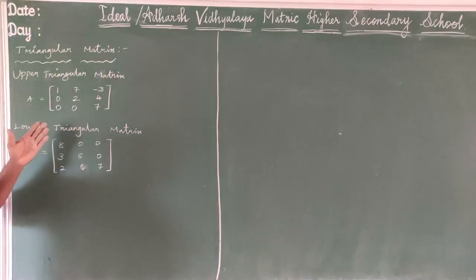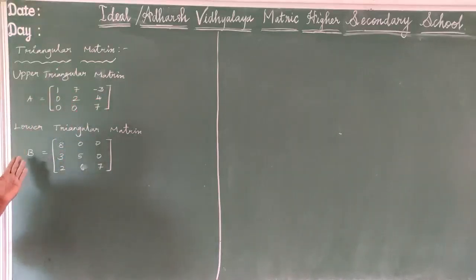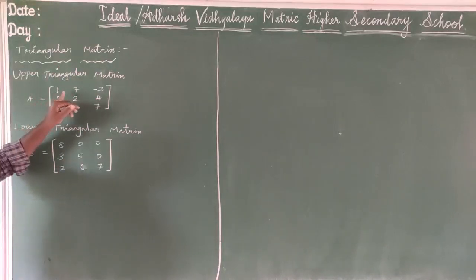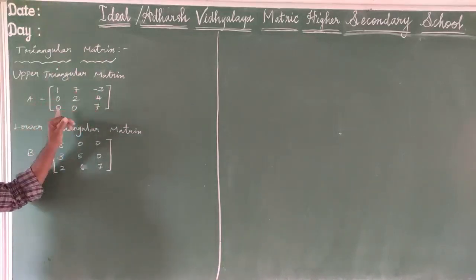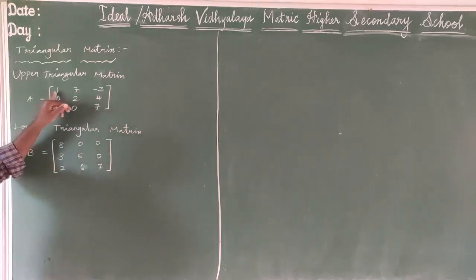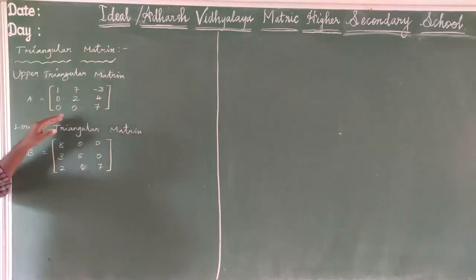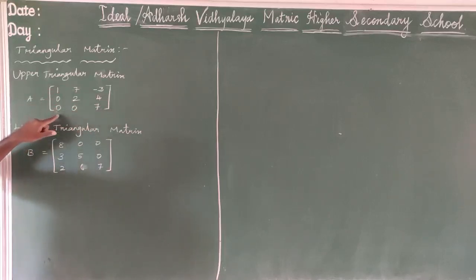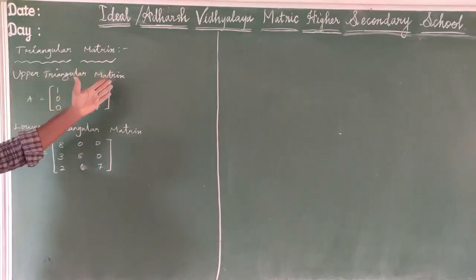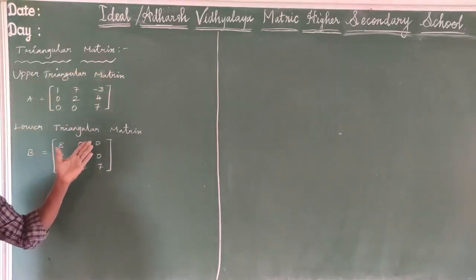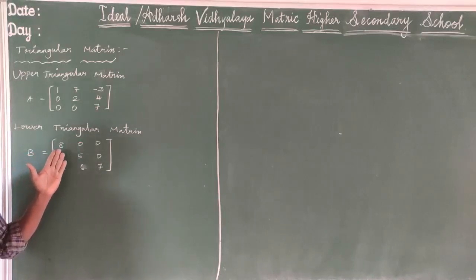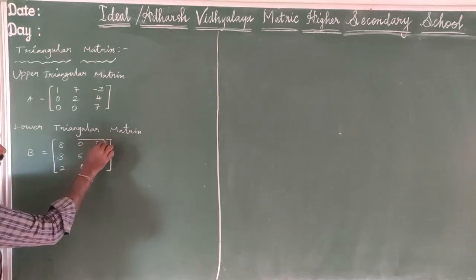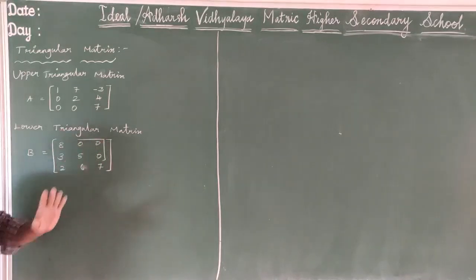It has two types. First one upper triangular matrix, second one lower triangular matrix. For example, A is equal to 1, 7, minus 3, 0, 2, 4, 0, 0, 7. Here, below the leading diagonal the elements are 0. That is called upper triangular matrix. Then lower triangular matrix. Here, above the leading diagonal the elements are 0. That is lower triangular matrix.